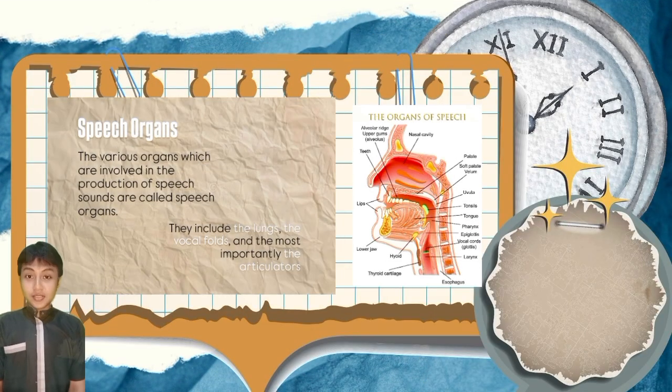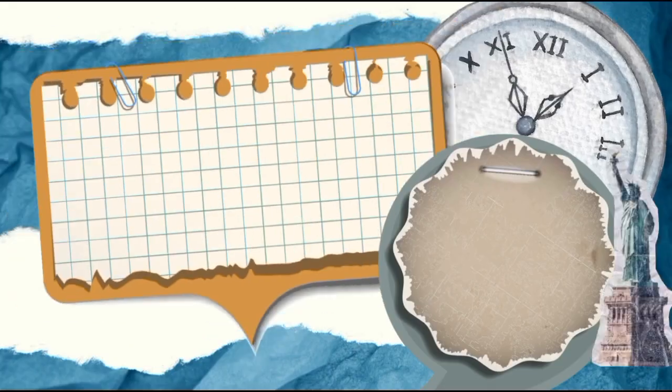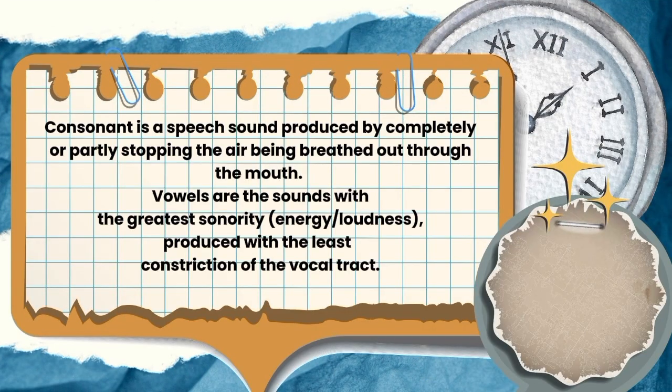The various organs which are involved in production of speech sound are called speech organs, and include the lungs, the vocal folds, and most importantly, the articulators. A consonant is a speech sound produced by completely or partly stopping the air being breathed out through the mouth. Vowels are the sounds with the greatest sonority, energy, or loudness, produced with the least constriction of the vocal tract.